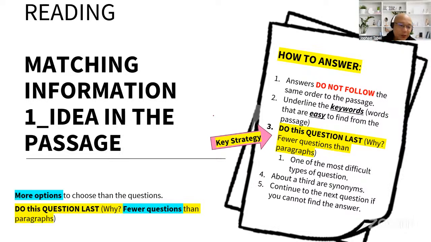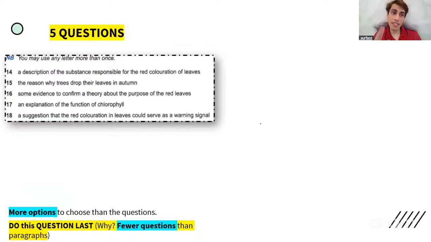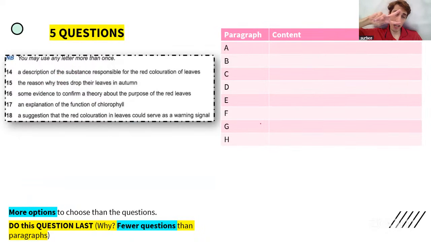Right, the reason why it's more difficult is that there are more options to choose from than questions. So I ask my students to do this one last. For example, here there are always five. I ask them to do the second type of questions, the ones that are not in order, last.